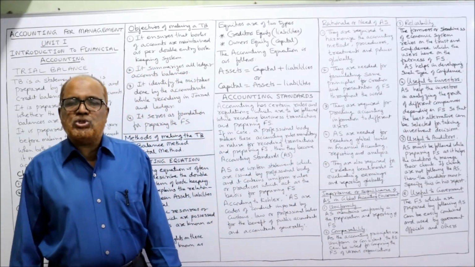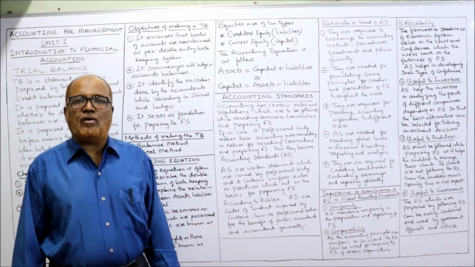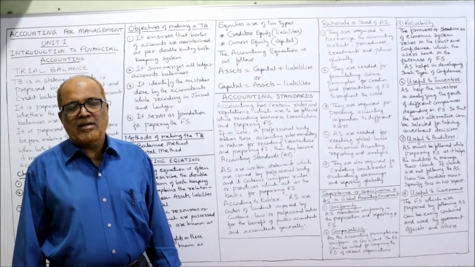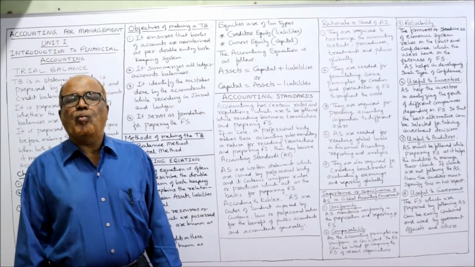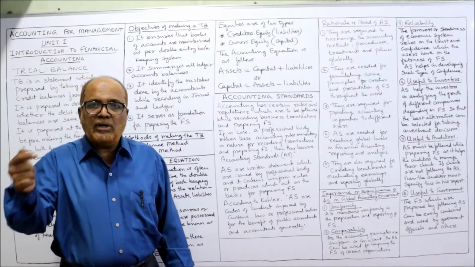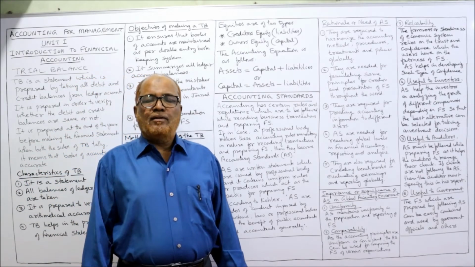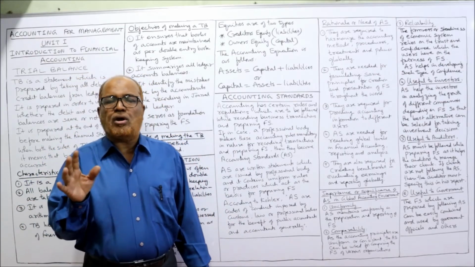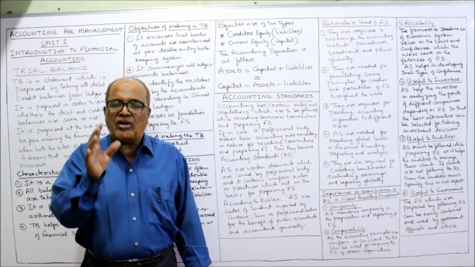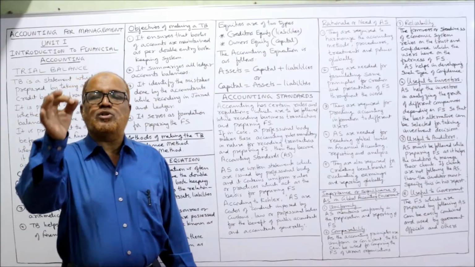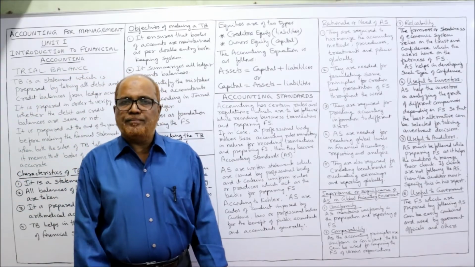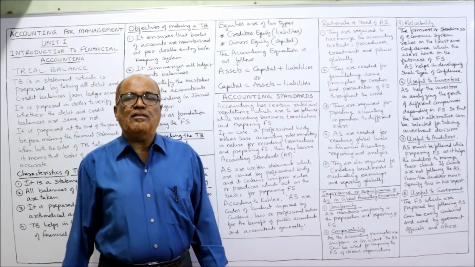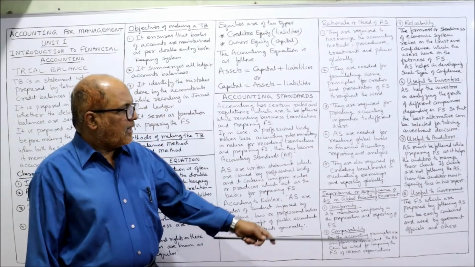Next one is useful to auditors. Auditors are the people who check the accounts of the businesses, right? So these accounting standards will be very helpful to the auditors also. The auditor has to see whether the business is following the accounting standards or not. If the business is not following the accounting standard, it is the responsibility of the auditor to give the opinion in the audit report.